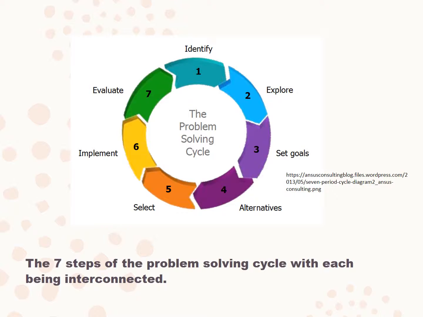The following diagram shows the steps in the problem-solving cycle. There are 7 steps. The first step is to identify, the second to explore, the third to set goals, the fourth to look at alternatives, the fifth to select an option, the sixth to implement, and the 7th step would be to evaluate. Each step is interconnected with the other steps in the cycle.